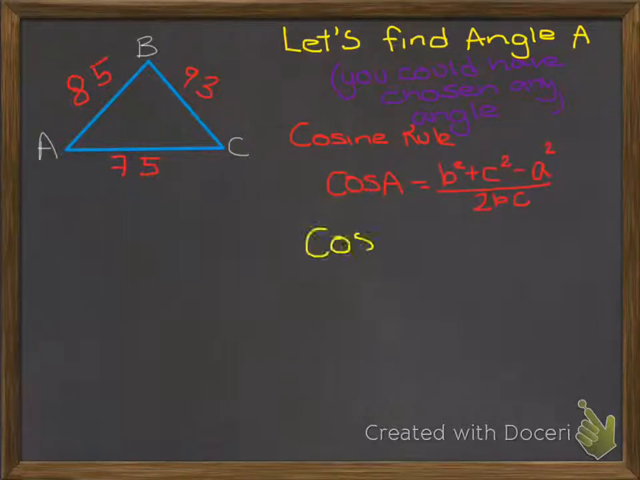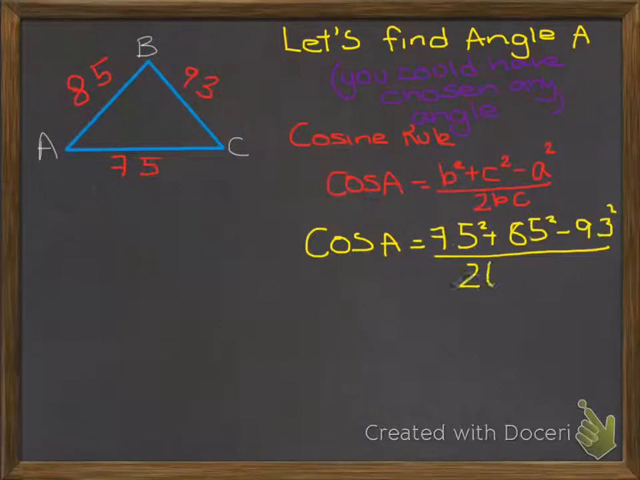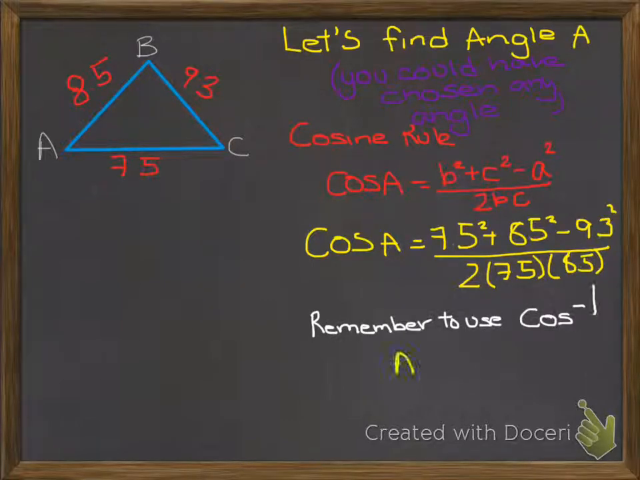So here's my cosine rule. I'm going to put all my values in as needed. Don't forget that the side I'm subtracting is the one opposite the angle. And also don't forget to use cos to the -1 on my calculator. As you can see, once I've done that work, I've got 70.76 as my angle.